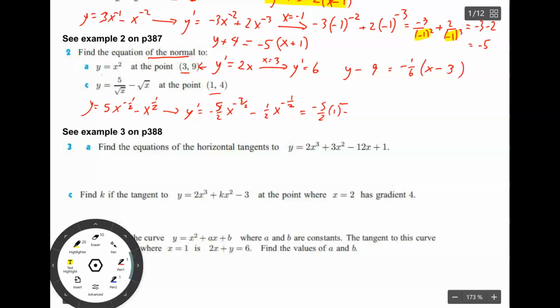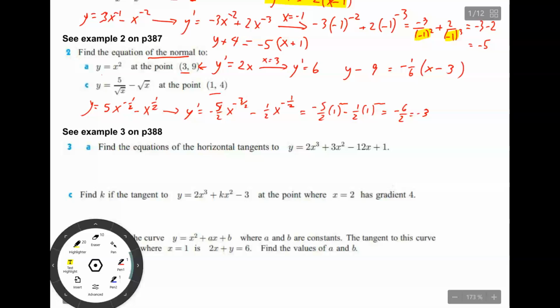It doesn't really matter what the exponent is. 1 to the anything is 1. Minus 1/2 times 1 to the power. So we have negative 5/2 minus 1/2 is negative 6/2, which is equal to negative 3. So the derivative, so the gradient of the tangent line, would be negative 3.